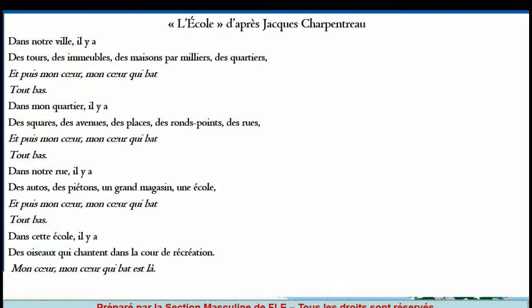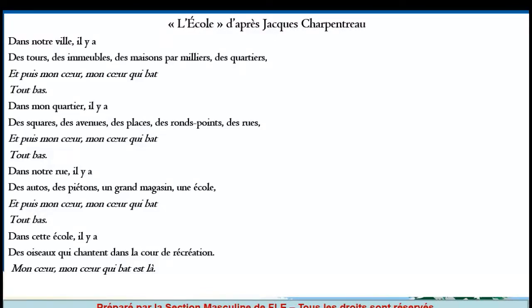So this we said before, like something famous, like we see in our country. So here the students will start, inshallah, to know it well. Dans notre ville, il y a des tours, des immeubles, des maisons par milliers. In our city, we have many buildings, towers, immeubles, meaning the big buildings, des maisons, houses, par milliers, by thousands.